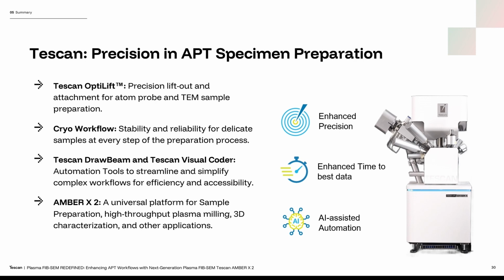There's a possibility to streamline the workflow using some of the automated workflows such as Tescan Beam or Tescan Visual Coder to simplify the workflow. And most importantly, the Tescan AMBER X2 is the universal platform for sample preparation. That is not only a plasma FIB for high-throughput analysis, but also, with improved resolution and beam profiles, it's more suitable for precise applications. Not only TEM sample preparation, but also atom probe specimen preparation, as you will witness in a few minutes, or rather seconds.